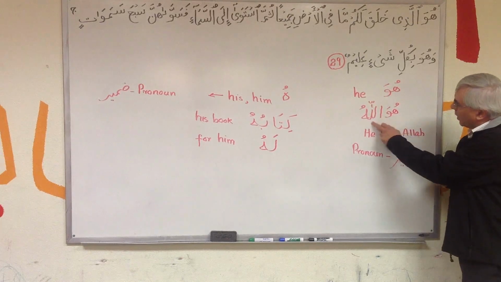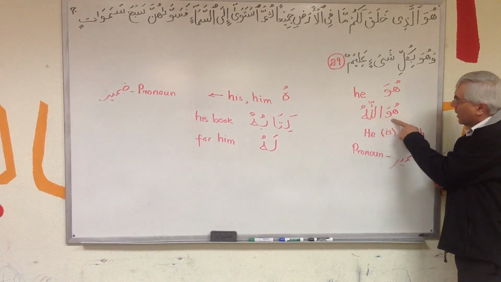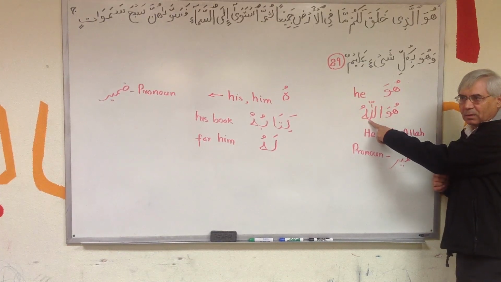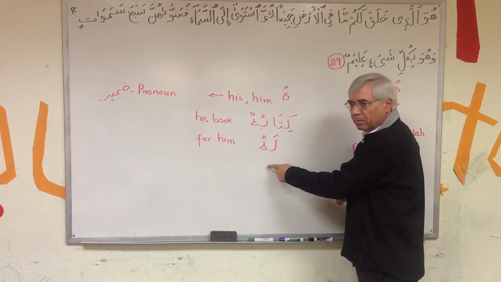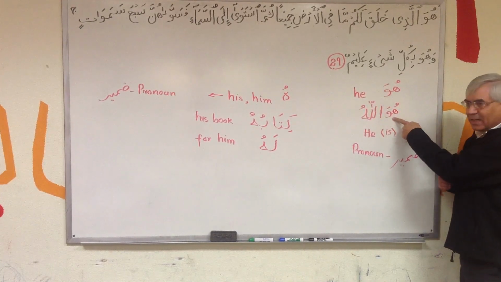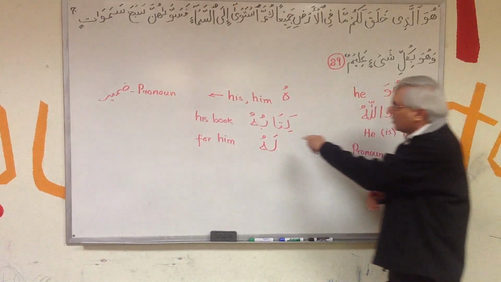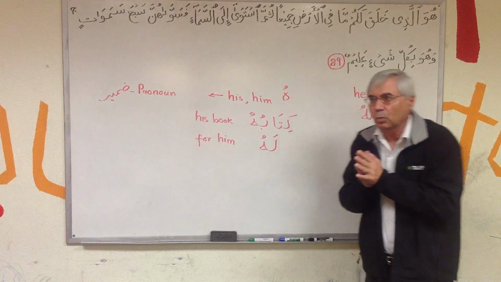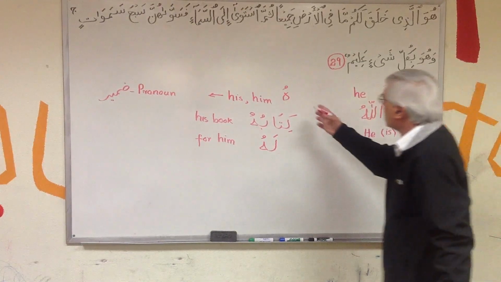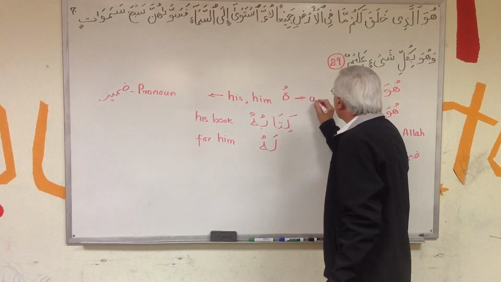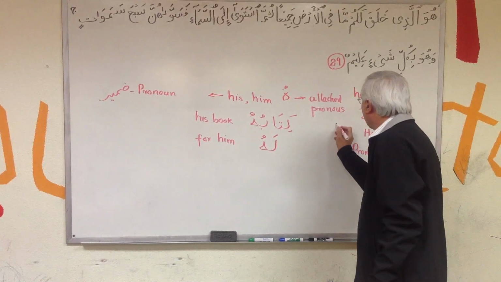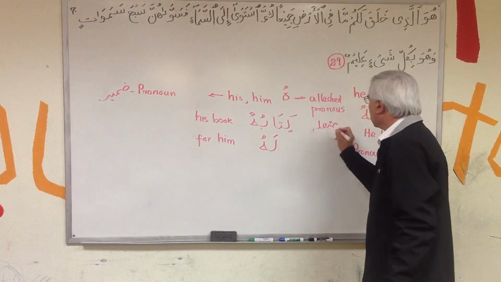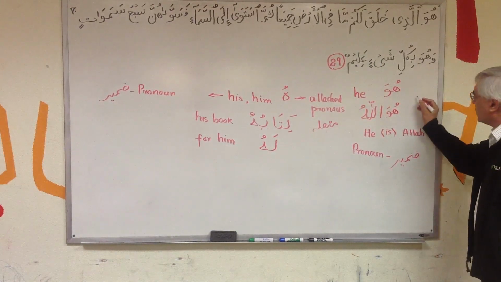If you noticed, Huwallahu, he is Allah. Huwa is separate from Allah here. It is separated. In this case, this Hu is combined with the word here. So this is called detached pronoun, separated. This is called attached pronoun, which means combined with the word. So this is called attached pronoun, or in Arabic muttasila. Muttasila means attached. This is called detached.